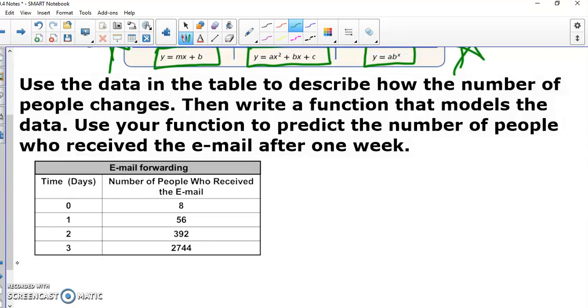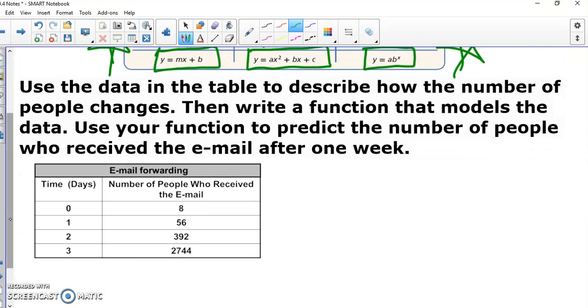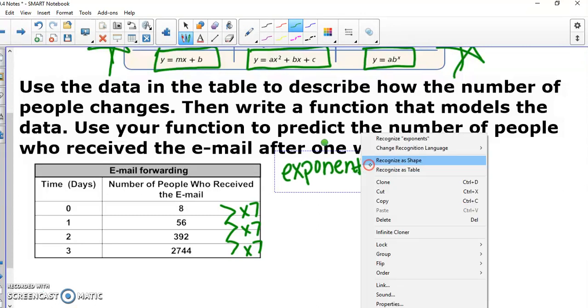So what we're going to do is look at this table down here and try to figure out if it's closer to a linear model, a quadratic model, or an exponential model. So we're going to look at our y values again, see if we can find a pattern, and right away I can see that it looks like we're multiplying by 7 each time. So since we're multiplying by 7 each time, that tells me that the exponential model is going to fit most closely.